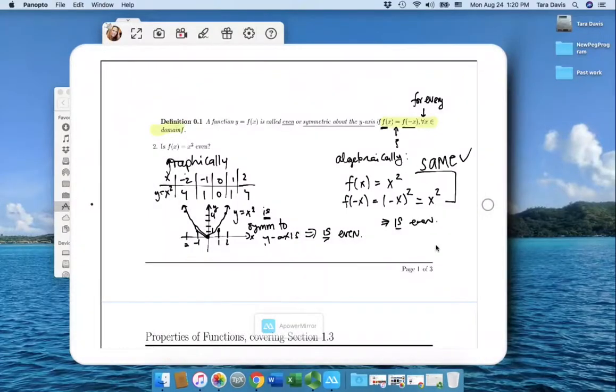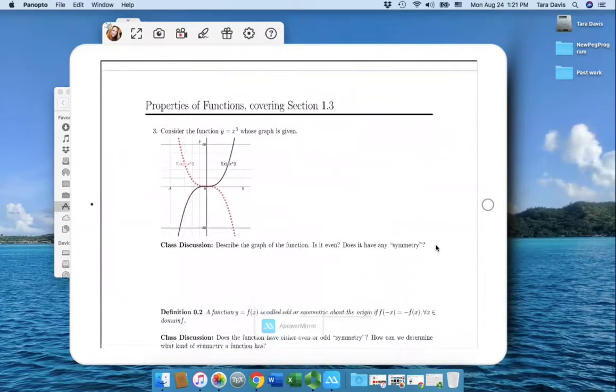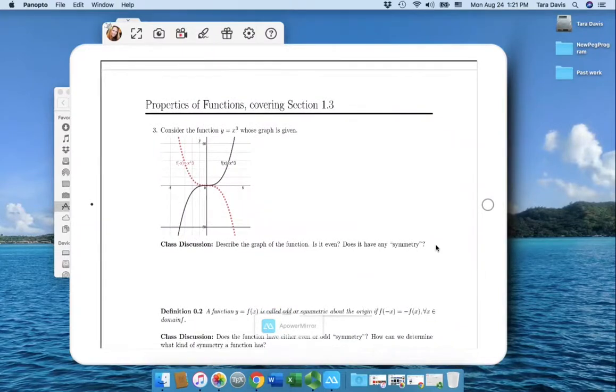Alright, welcome to this video about section 1.3. We just went over even symmetry, which is y-axis symmetry, and now we're going to see the other type of symmetry. So in this example, we're not going to spend a lot of time plotting the graph for problem 3.